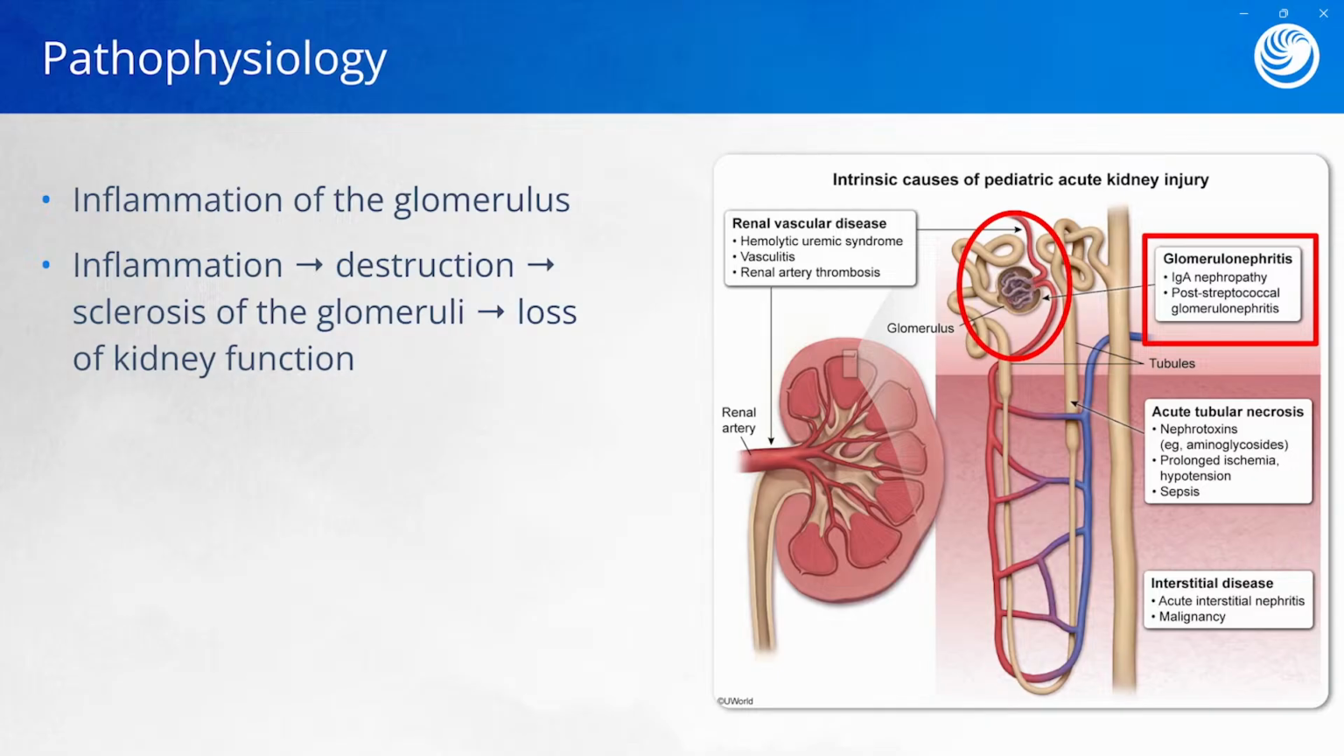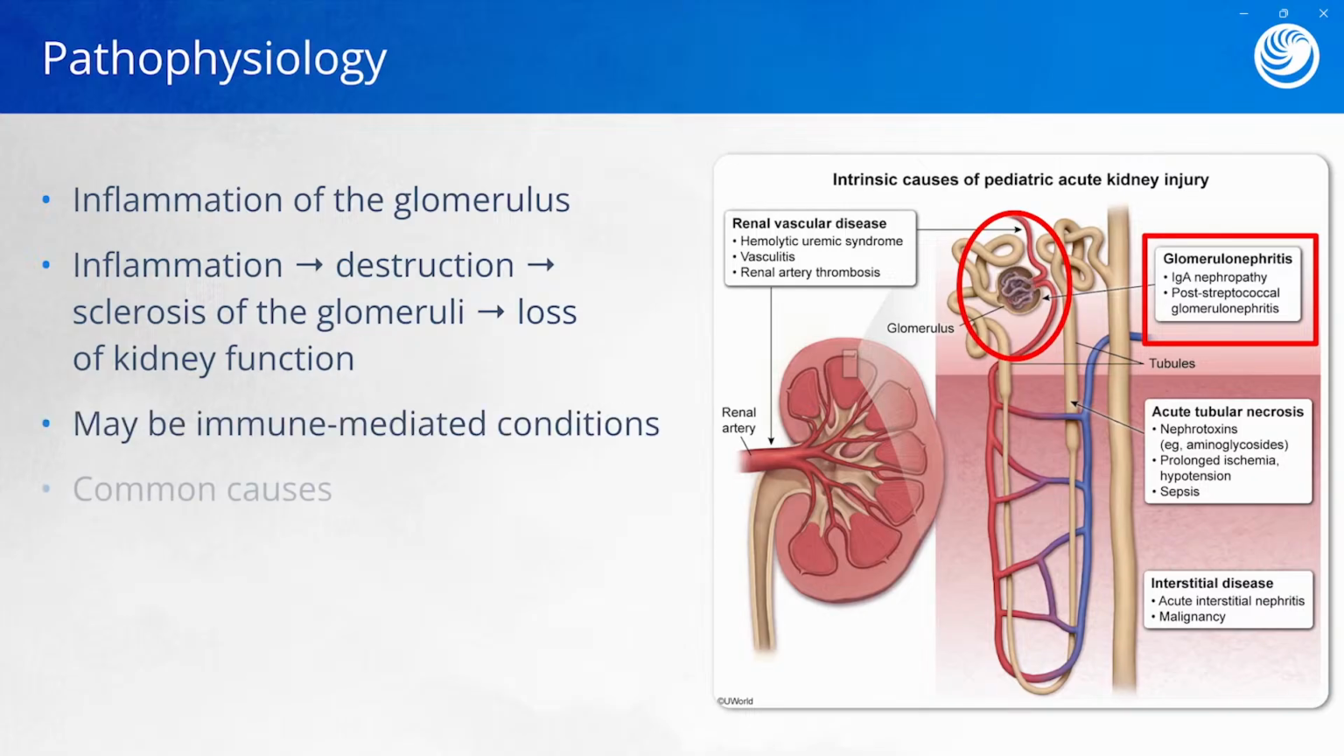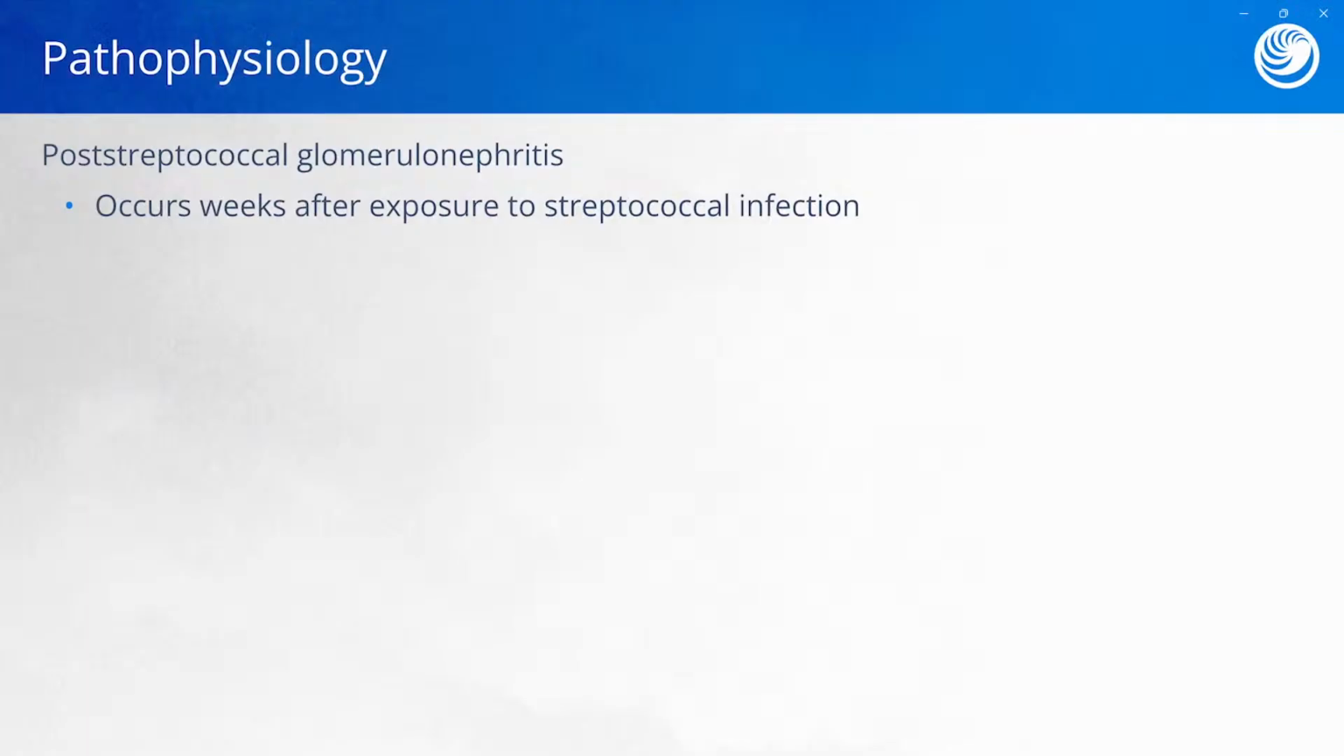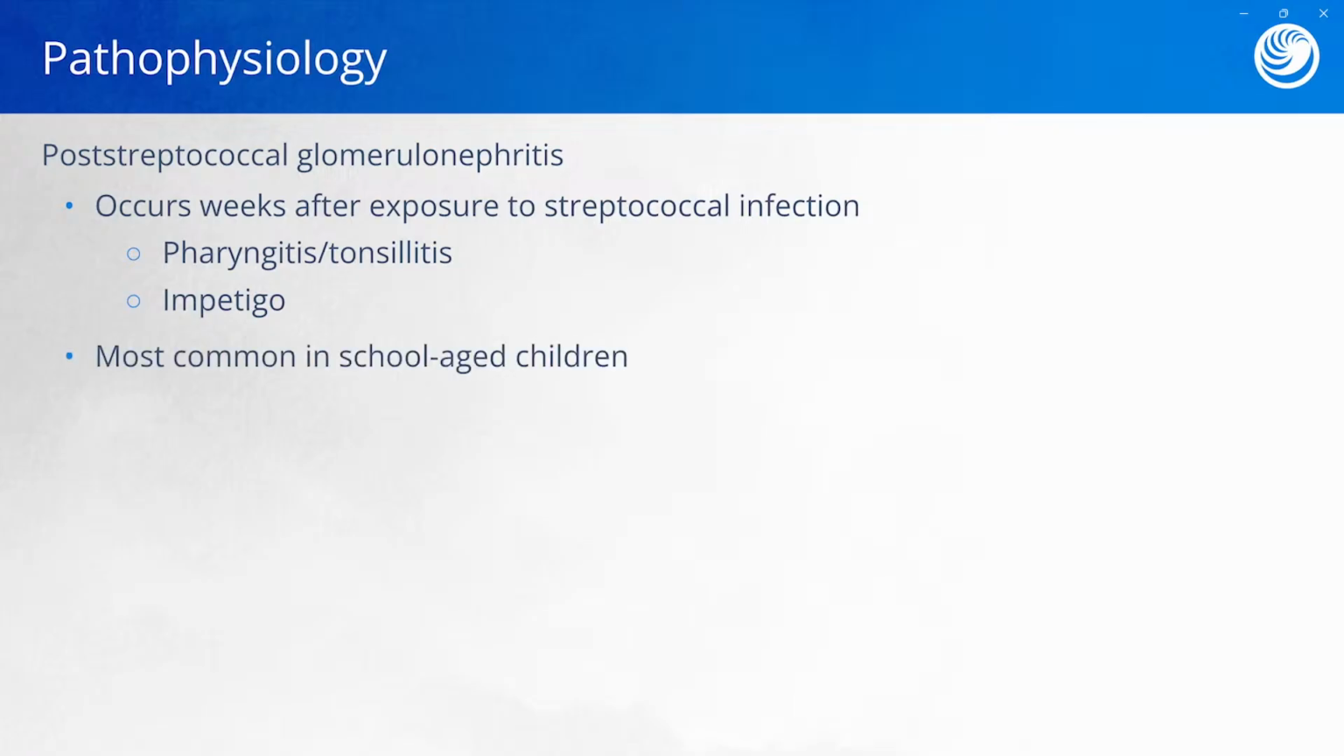In most cases, acute glomerulonephritis is caused by an immune-mediated condition. Our most common causes of acute glomerulonephritis consist of strep infections, primarily of the throat, and also clients who have systemic lupus. With strep infections being the most common cause of glomerulonephritis, let's focus on that. Strep infections are most commonly associated with throat infections or tonsillitis. We may also see it with skin infections. Strep infections are most common in our school-aged children.